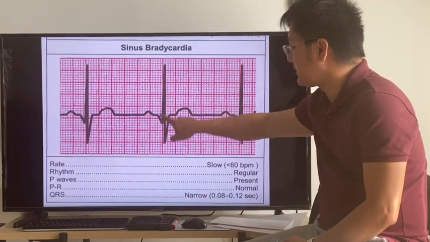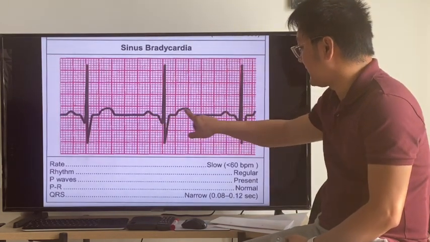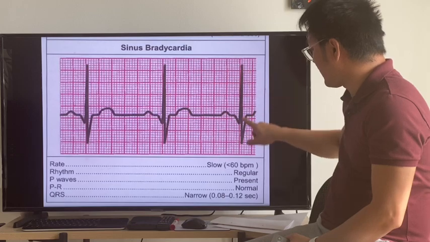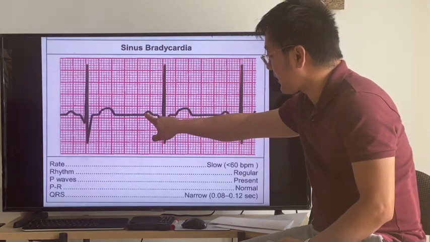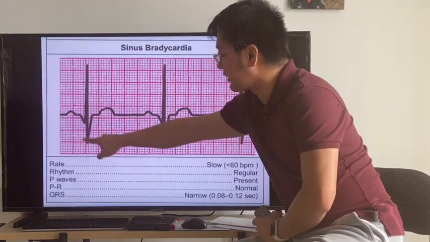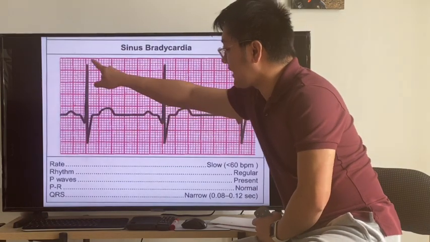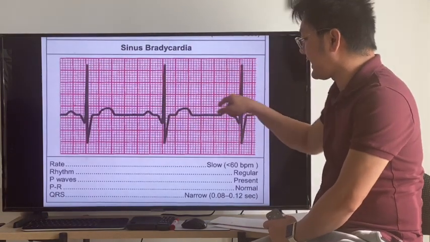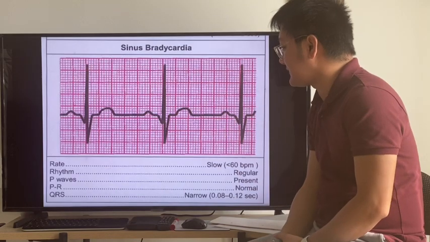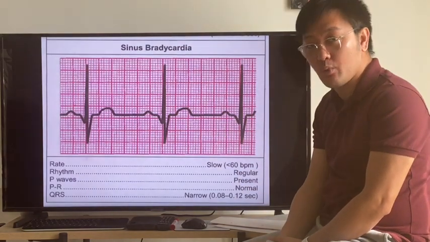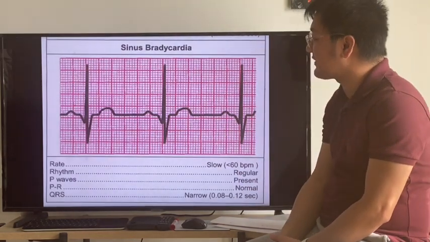P, Q, R, S, T. So we have one P wave before Q, R, S. One T wave after Q, R, S. Are waves complete? Yes, they are complete. Complete waves. Next, identify the heart rate.